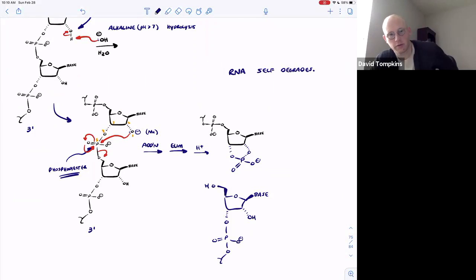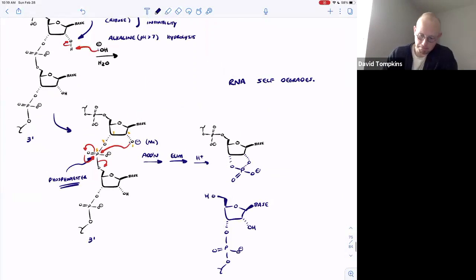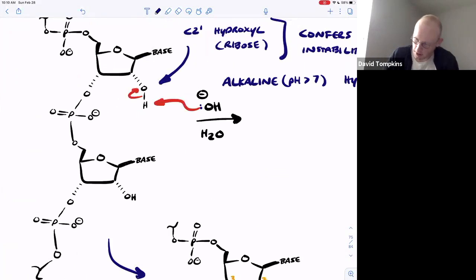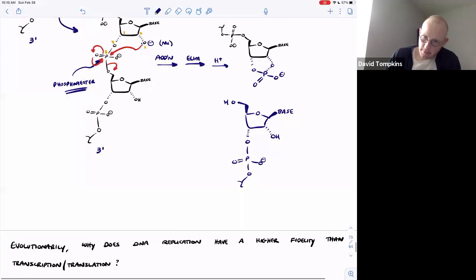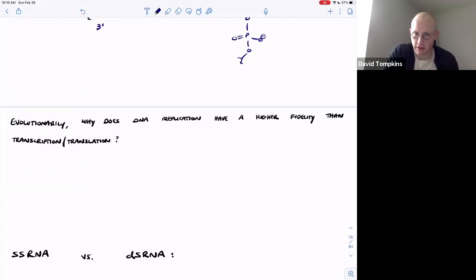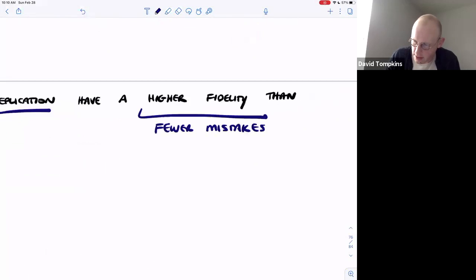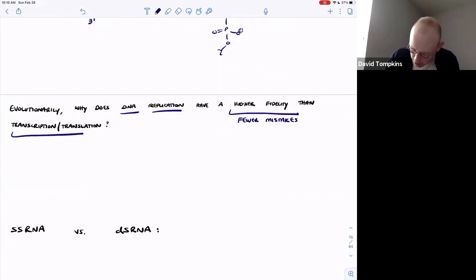So if DNA did that, we would be in trouble, right? That's why DNA lacks this C2' hydroxyl and is much more stable. So this, of course, has some evolutionary benefit, right? And I mentioned it briefly before. DNA replication and the process of making DNA has a much higher fidelity, which means that it makes fewer mistakes than the processes of RNA metabolism, right? Transcription and translation.